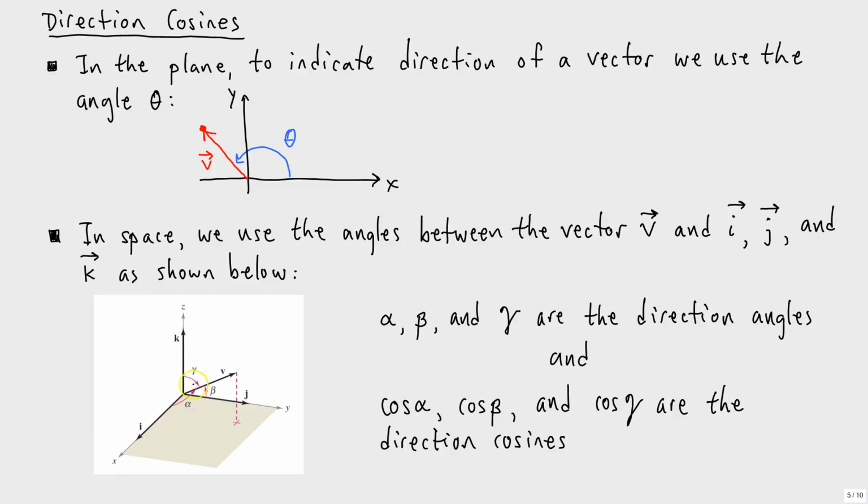Our textbook calls the angle between vector k and any other vector v gamma. The angle between vector i and vector v they call alpha. And the angle between j and v they call beta. We call those the direction angles. If I gave somebody those 3 angles, they should be able to visualize which direction a vector is pointed, whose initial point is the origin. We call the cosines of those angles the direction cosines.